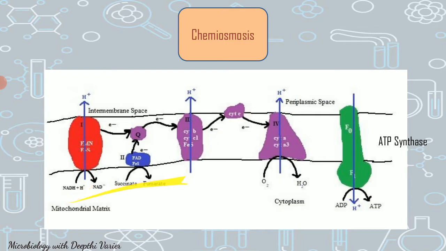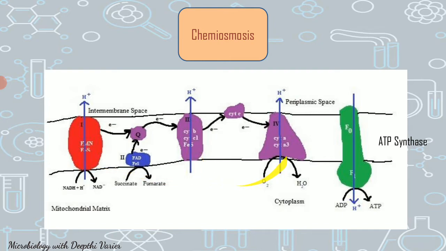Now at complex 1 and complex 3, we have 4 protons being pumped out. So when 2 electrons are moving from NADH into complex 1, 4 protons are being picked up from the cytoplasm, or from the mitochondrial matrix, and pumped out of the cell. The same way, at complex 3, as the electrons move from complex 3 to cytochrome C, 4 protons are being pumped out. At complex 4, 2 protons are being pumped out, whereas 2, like I told you earlier, are being used in the production of water. So at 3 points, we have a total of 10 protons being pumped out: 4, 4 and 2.